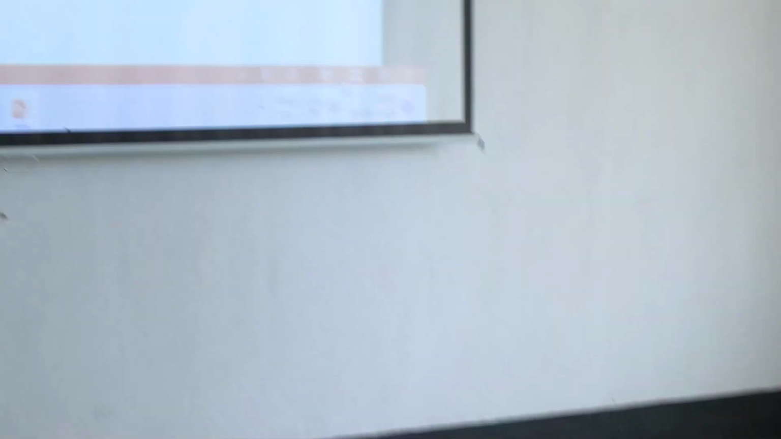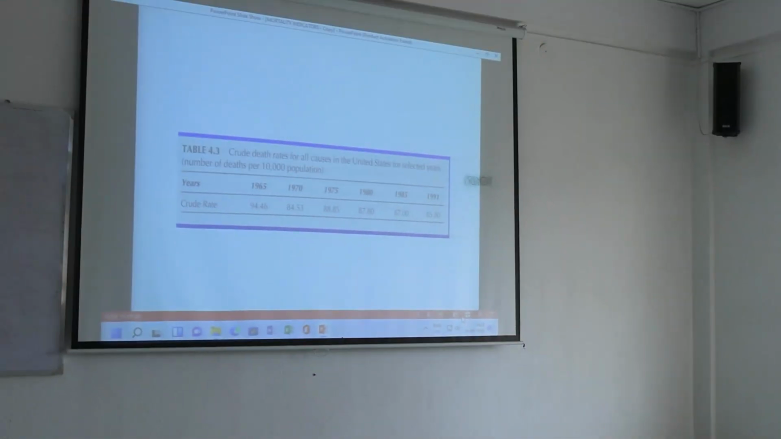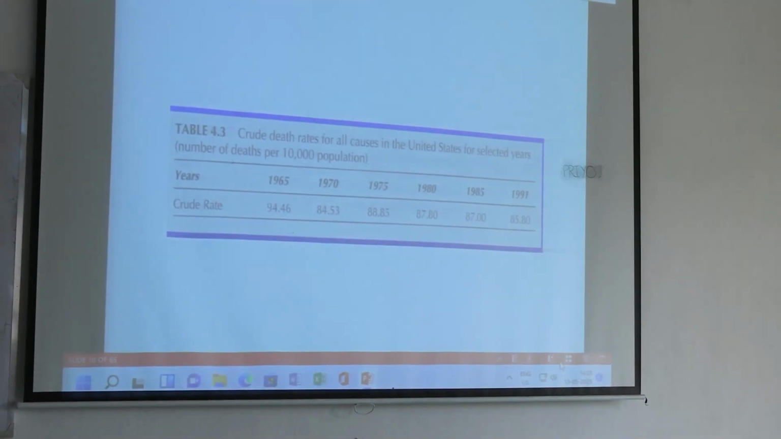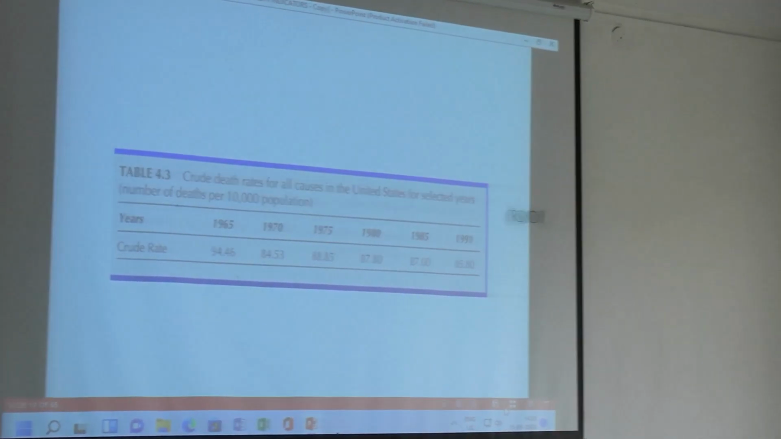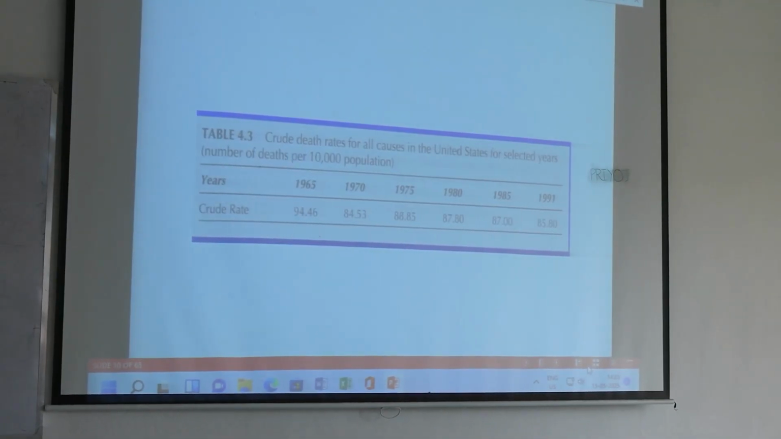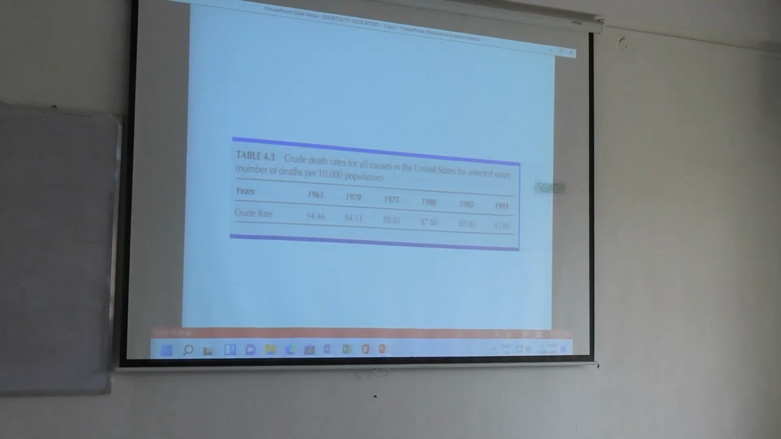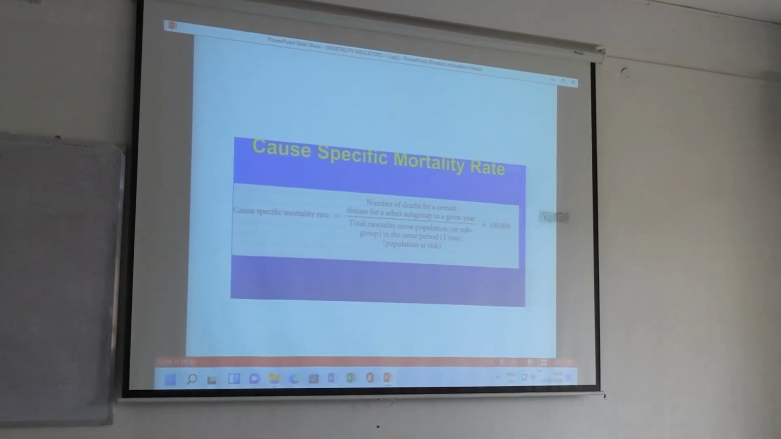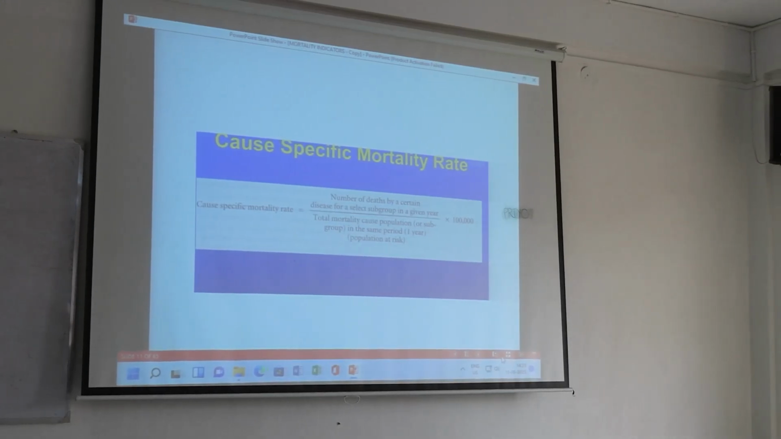Like for example, this is the USA figure, 1965 to 1991. The crude rate per 10,000 was 94.46 in 1965, 88 in 1975, 87 in 1980, again 87 in 1985, and 85 in 1991. But overall, since 1965, the death rate has decreased. That is the crude death rate. Then let's look at cause specific mortality.